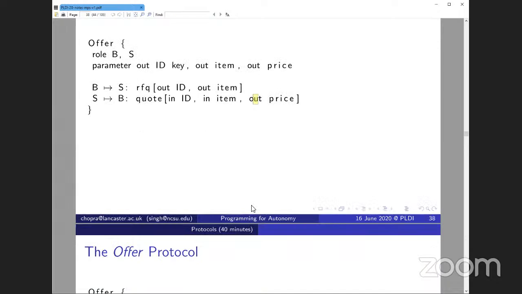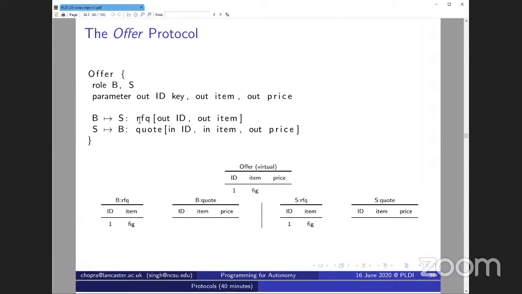And because now in this protocol there are two messages, namely RFQ and quote, that means there are two tables on each side, RFQ and quote. The table at the top is this one. So now it has three columns. You can imagine it as being the join of all the tables in the protocol. But it's only virtual, so it's never stored. It's just a mathematical construct to help us think about what we're trying to do.